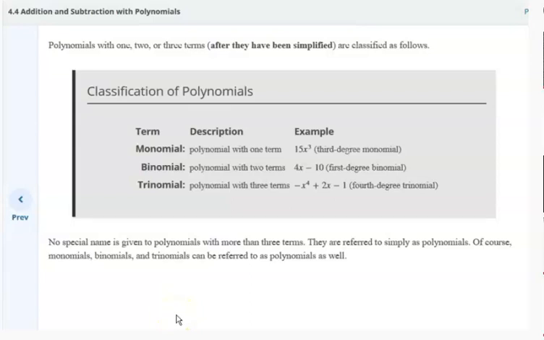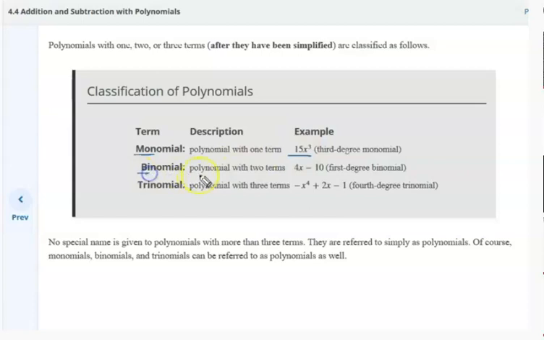Now, as we build background, we're trying to get everyone to be familiar with the vocabulary that we're using. So once again, they're reviewing what we said earlier. Monomial is one term to the third degree, and our coefficient is 15.